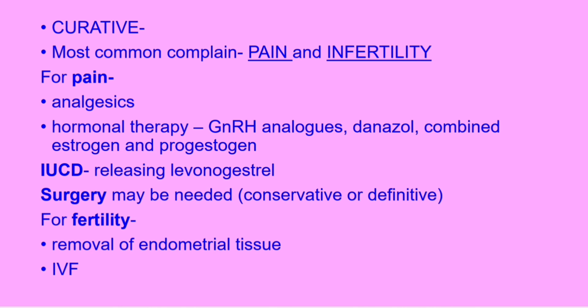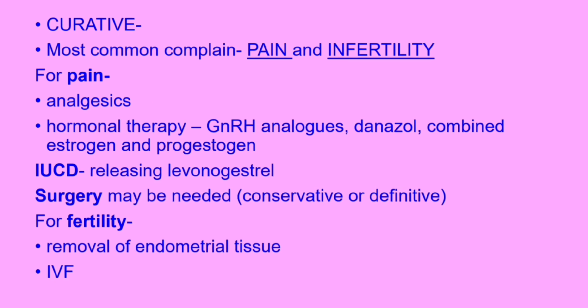For pain, analgesics and hormonal therapy, GnRH analogs, danazol, combined estrogen and progesterone. IUCD releasing levonorgestrel can be inserted. Surgery, either conservative or definitive. For fertility, removal of endometrial tissue that improves the fertility of women and IVF.